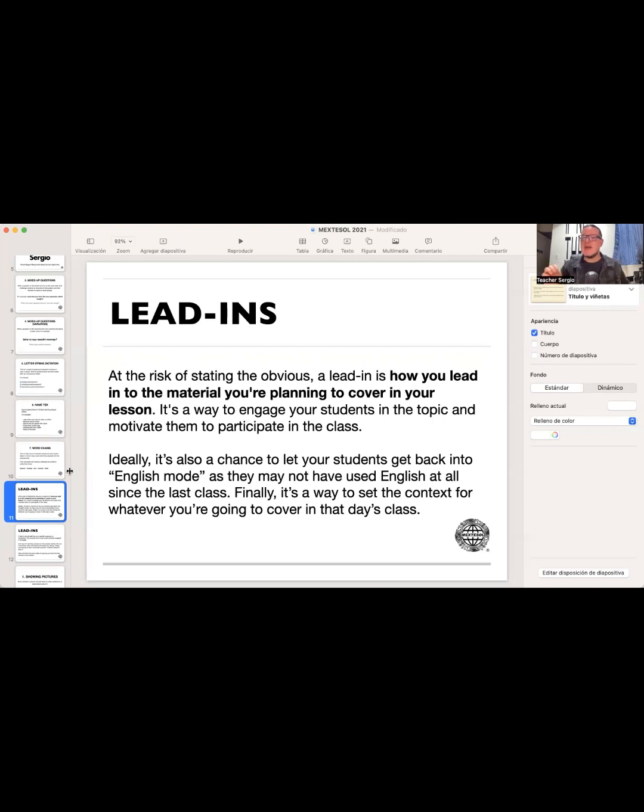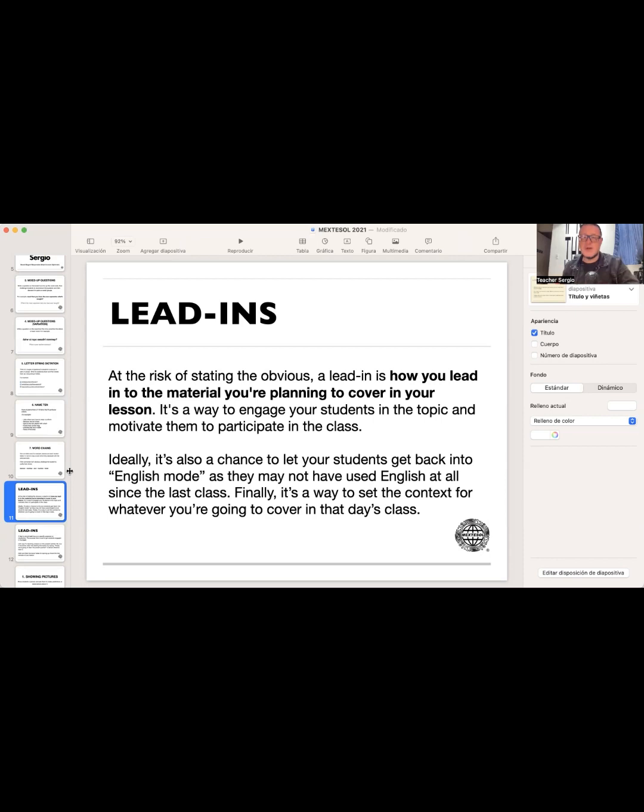Ideally, it is a chance to let your students get back into English mode. Imagine they are coming from their geography class or from mathematics. So they were in math class, or maybe you work in a language school and they didn't see you in the whole week, and today is Saturday, and these guys are going to start with the English class.